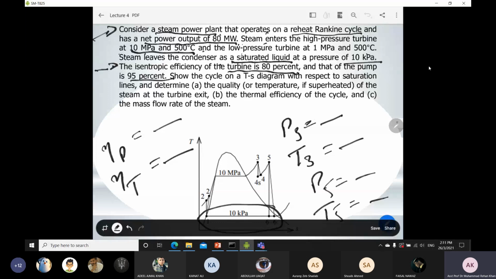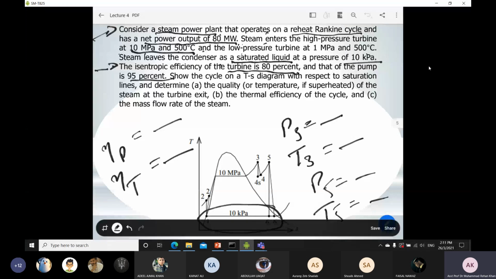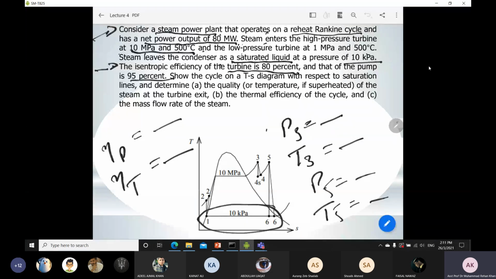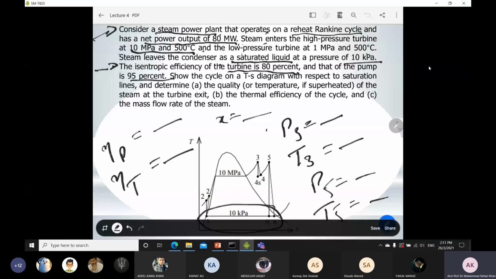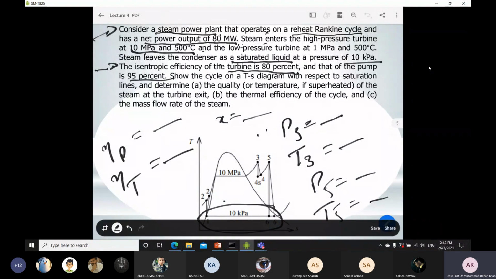It says to show the cycle on the TS diagram. You have to develop the TS diagram for this cycle, which is already shown in this slide, and then find the quality of the steam at the turbine exit. So you have to find x, which is the quality. You have to find the thermal efficiency of the whole cycle, and the mass flow rate of the steam. We already know that we have to find enthalpy at all the points, either the isentropic one or the actual one. Then we can find the thermal efficiency of the whole cycle.